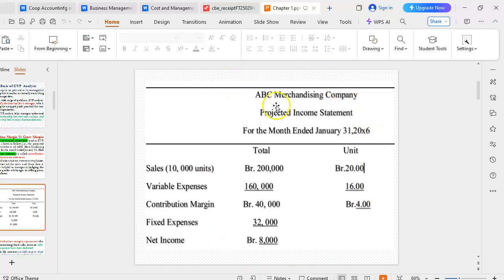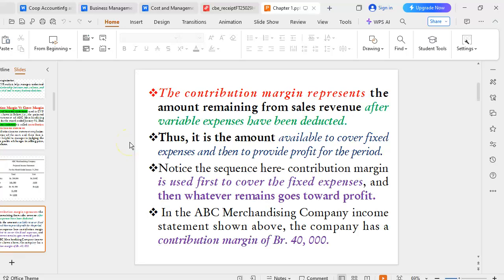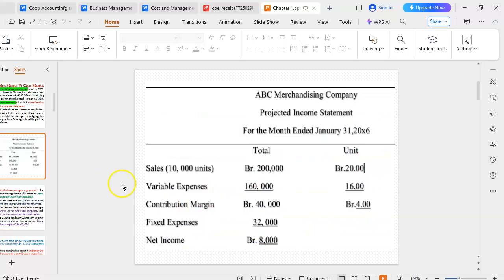This is what we call the contribution approach. The contribution margin represents the amount remaining from the sales revenue after variable expenses have been deducted. After we deduct variable expenses, the left amount from the total sales is known as contribution margin. After the contribution margin, when we deduct fixed expense, the left is net income.